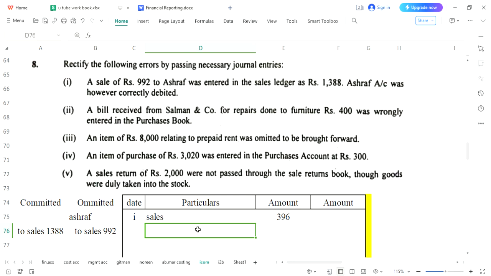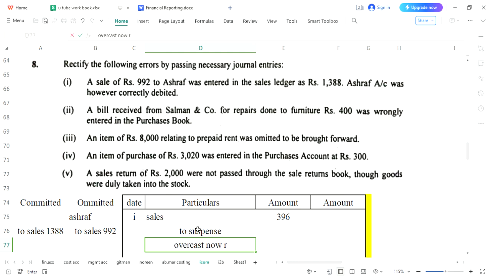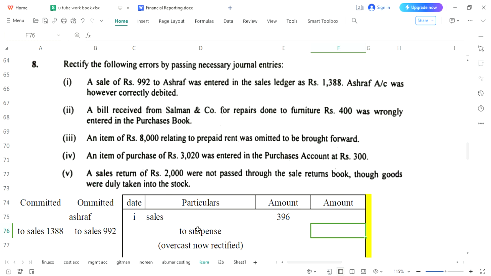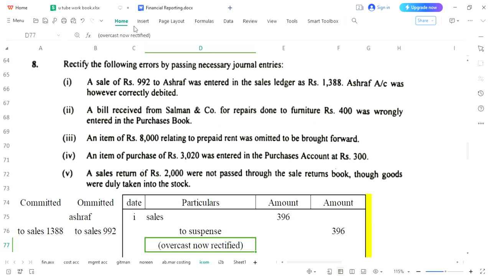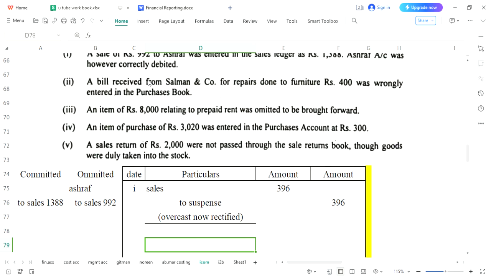So for the time being, you will write suspense account. And in narration, overcast now rectified. So in this way, our narration has been completed. Beside this, you will write the amount on the credit side as well. So here 396, the same amount would be written on the credit side. Finally, we will put an ending line only under narration. So guys, in this way our first entry has been completed.